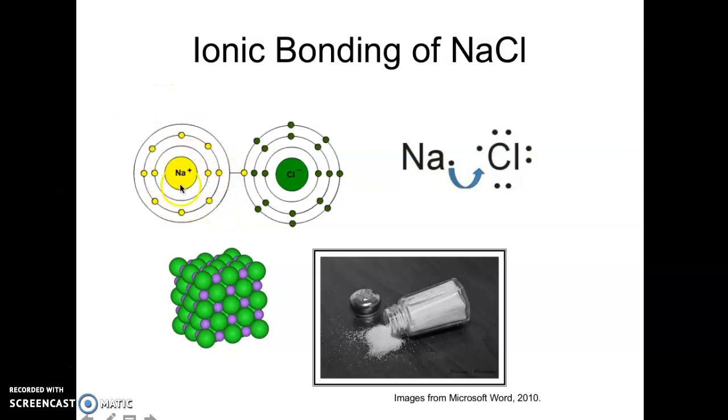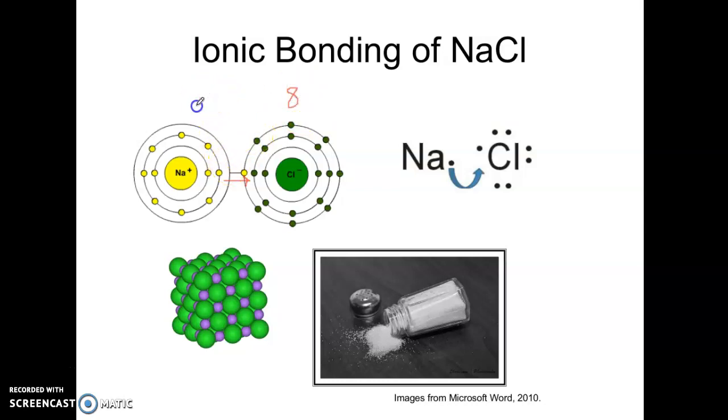Here is the Na. There's 2, there's 8, and then there was one more right here. Okay, here is our chlorine. It has 2, it has 8, and then it had 7. So what's going to happen is this guy is going to hand over its electron to here. Now, is this one happy because it's got 8? It meets the octet rule. Its outer shell has 8.